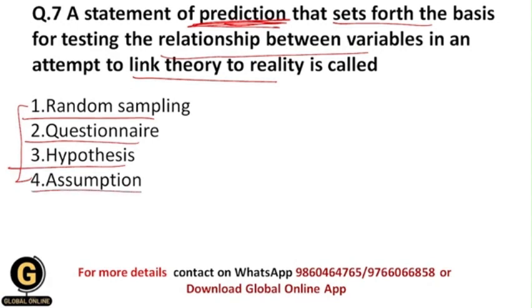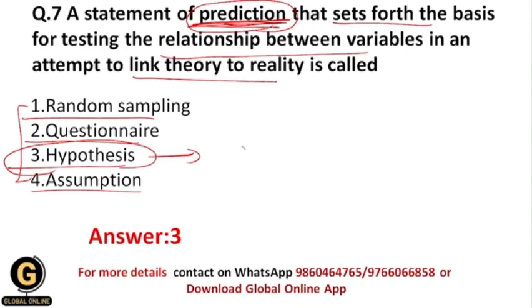So all of you have now understood that, students. Now the correct answer is hypothesis, because hypothesis is the statement of prediction. That's why I have told you to focus on this word prediction. So whenever you see prediction in the research methodology section, then it is nothing but the hypothesis. And one more thing is that hypothesis gives us the basic information about what?